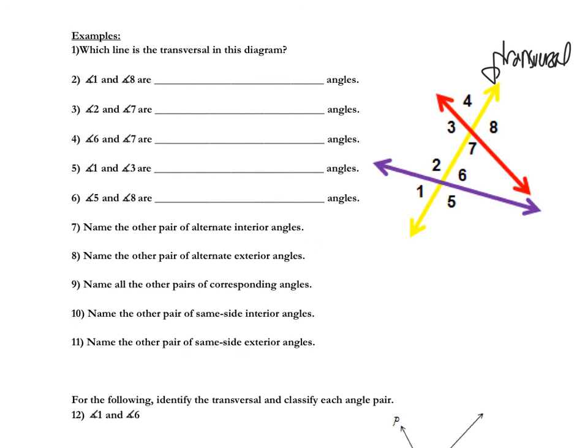All right, so angles 1 and 8, what are they? Well, if it helps you, write that this is outside, this is outside, and then this is inside. Okay, so here's angle 1, here's angle 8. Since it's on the outside, I know that I need to use one of my outside type of angles, and it's on opposite sides, alternating the transversal. So angle 1 and angle 8 are alternating exterior angles.